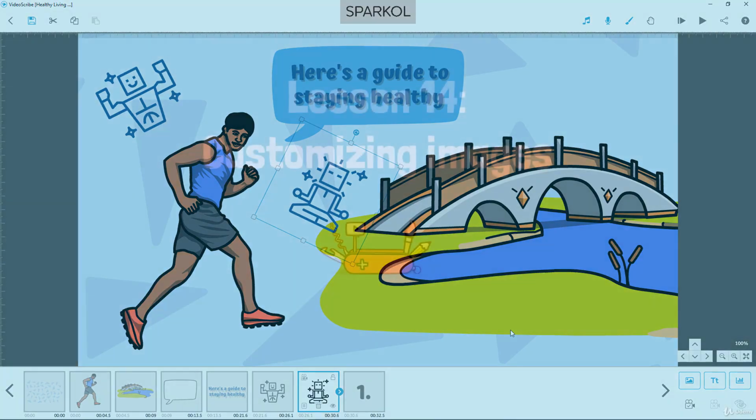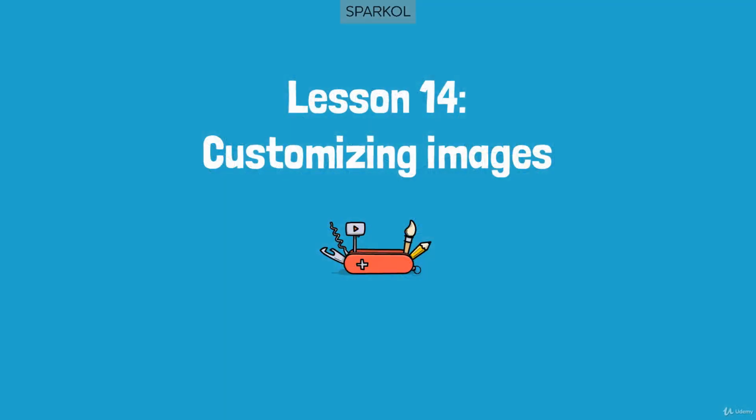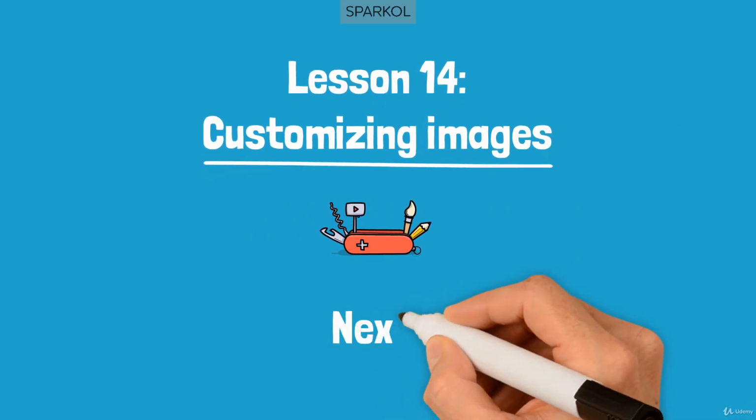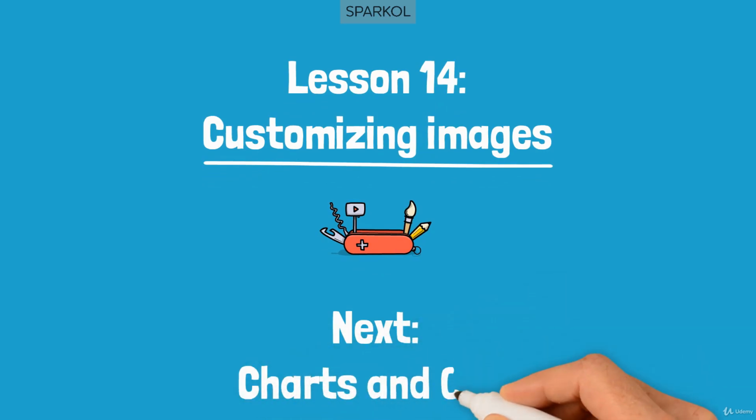So that's it for this lesson. We've learnt how we can customise the colours and styles of our images to match the theme of our video. In the next lesson we'll be looking at how you can add charts and GIFs to your scribe.